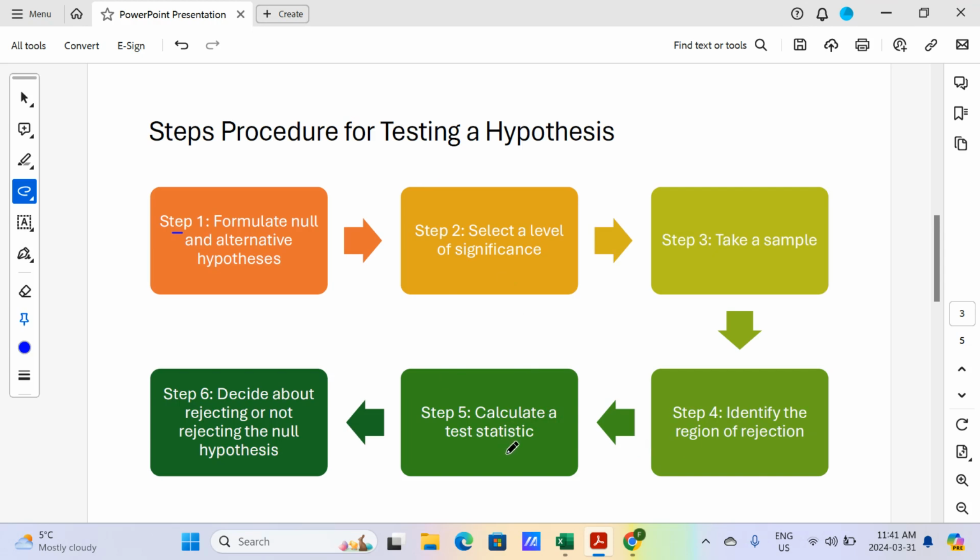Here, I need to find the test statistic for the sample proportion, because I'm going to do a hypothesis testing for proportion. And in step 6, we decide about rejecting or not rejecting the null hypothesis. So look at step 5.